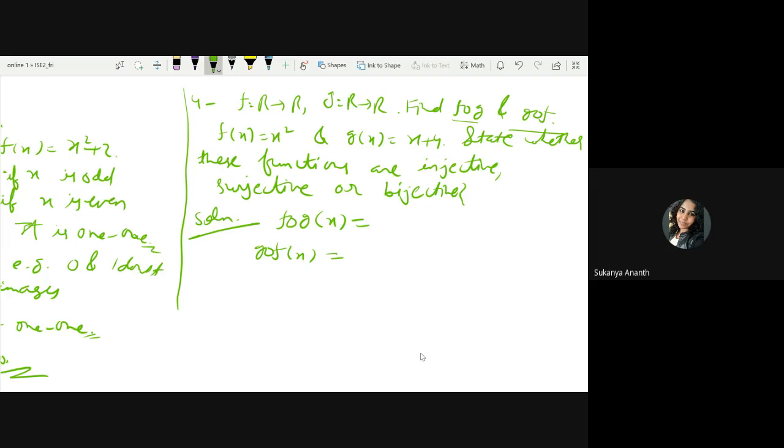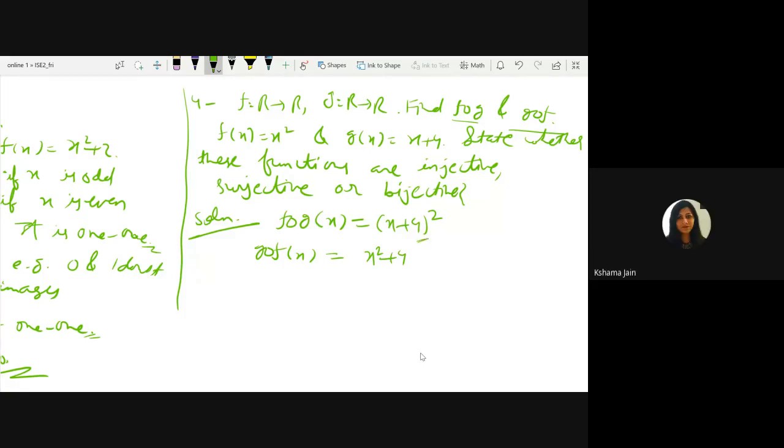FOG is x square plus 4, ma'am. Okay. And GOF? x plus 4 whole square. This is x plus 4 whole square, huh? What are you doing, girls? Only boys are responding. Ma'am, GOF is x square plus 4 and FOG is x plus 4 whole square.